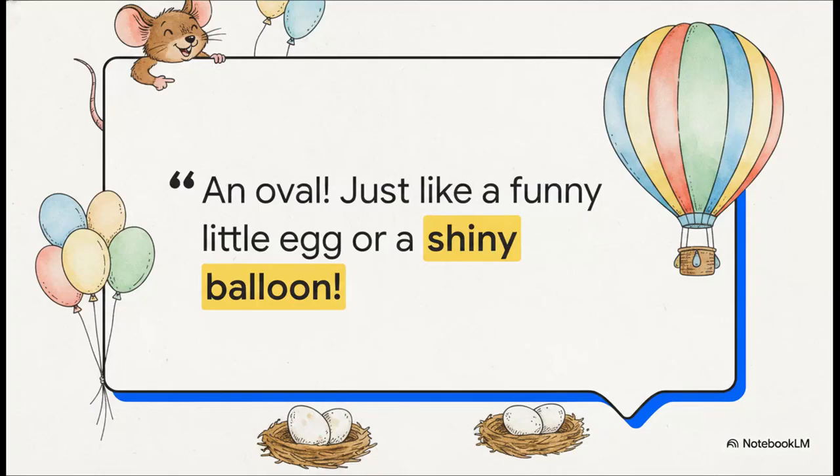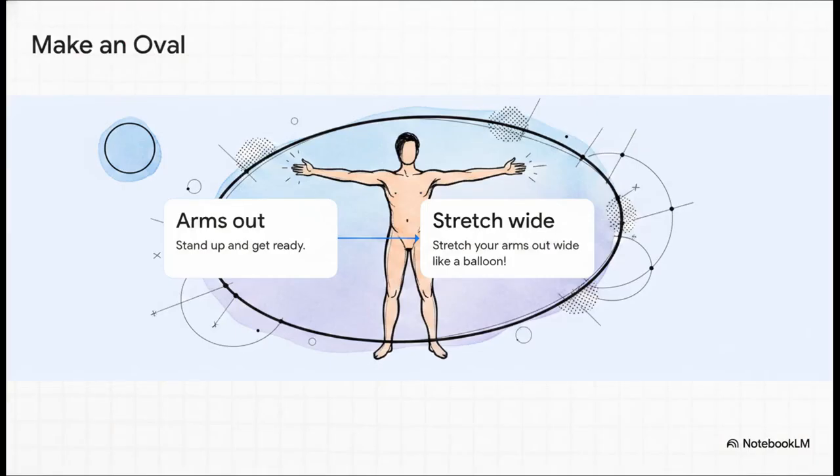And our friend the mouse notes exactly where we see these stretched-out shapes in the real world, squeaking out, an oval, just like a funny little egg or a shiny balloon. This perfectly highlights the oval's stretchy nature, which shows up all the time in organic forms or flexible objects. Let's try this one out physically. Stand up, now stretch your arms out wide like a big oval balloon. That wide, elongated tension you feel? That's the exact geometric property that separates our stretched oval from our perfectly round circle.